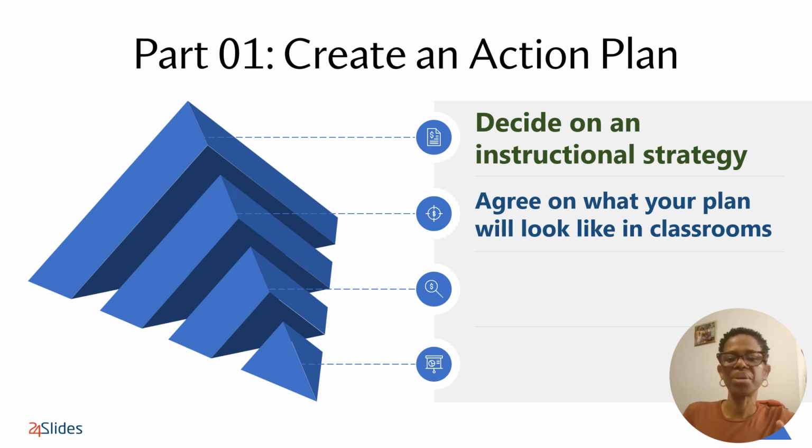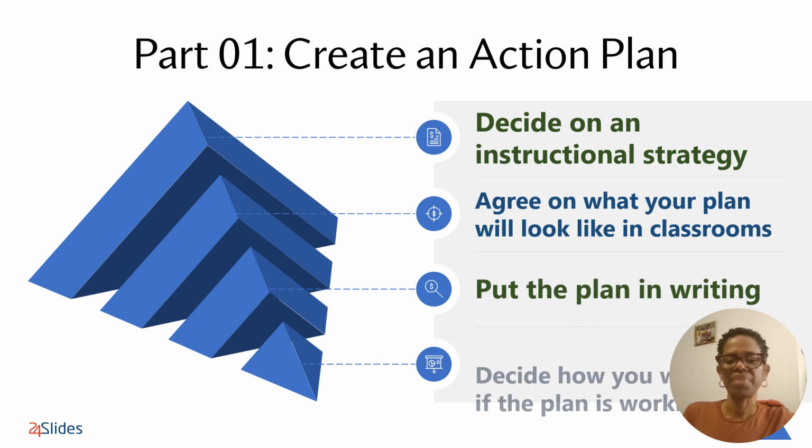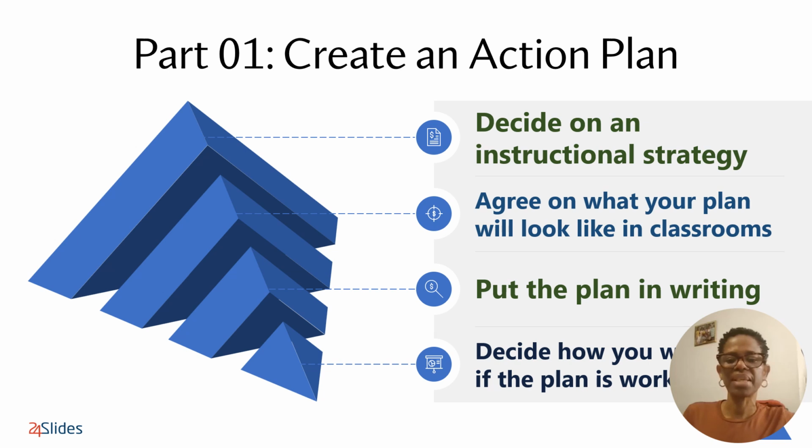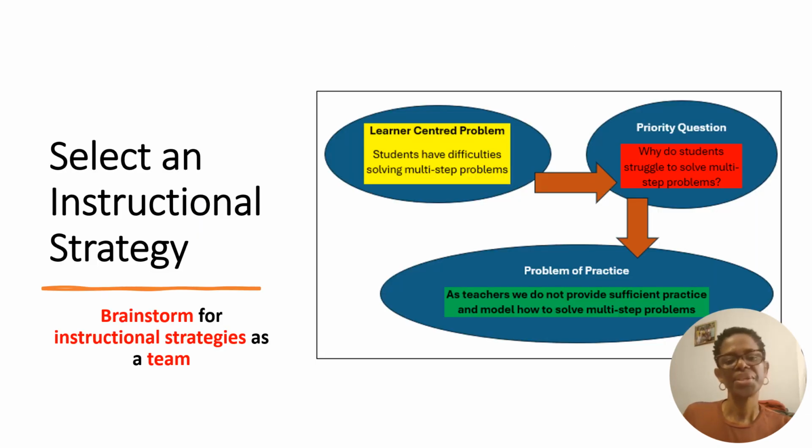Next, you need to agree on what your plan will look like in the classrooms. Then, you must put the plan in writing. And finally, you need to decide how you know if the plan is working. So you have identified a problem that exists school-wide, and you want to resolve that problem. You want to find a solution to solve that problem.